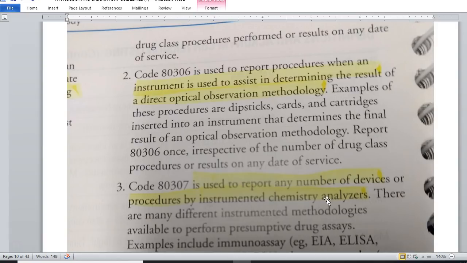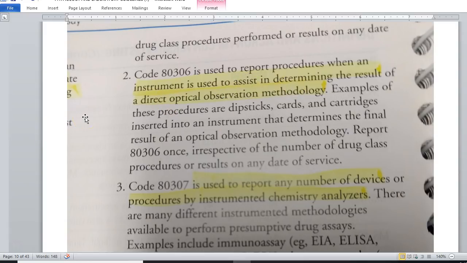So code 80306 is used to report procedures when an instrument is used to assist in determining the results of a direct optical observation methodology. Examples of these procedures are dipsticks, cards, and cartridges inserted into an instrument that determines the final result of an optical observation methodology. Report 80306 once, irrespective of the number of drug classes, procedures, or results on any date of service. And again, this is an instrument that is used to assist.